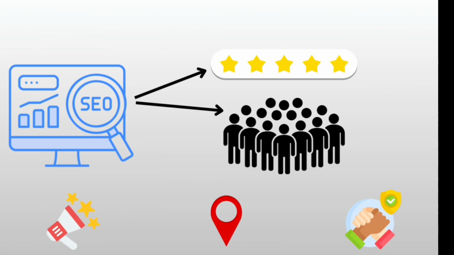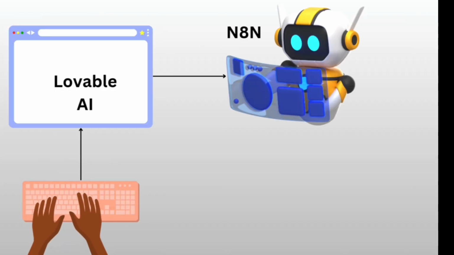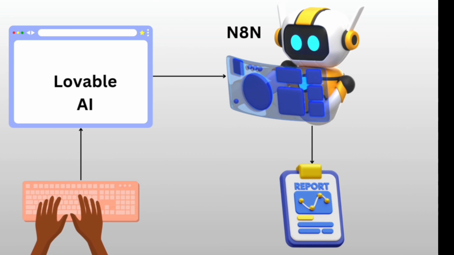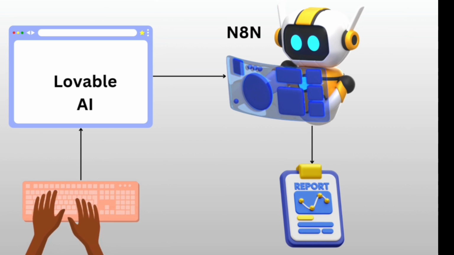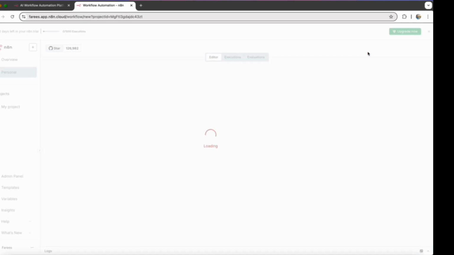So let's dive into how to create an SEO agent. We will use Lovable to create a landing page and use N8N to create the agent which generates a detailed report. You will have to sign up on the N8N website. I'll mention the link in the description. Once you sign up, you will get a 14 days trial account. So this is the dashboard.